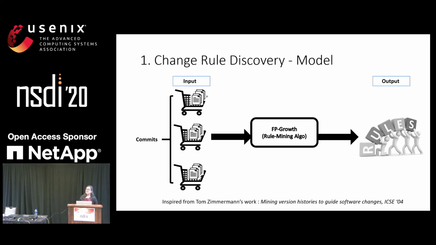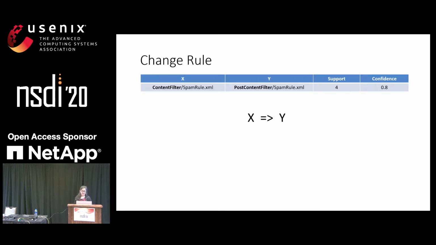So as I mentioned, the algorithm outputs a certain set of rules, which are essentially the correlations across files, and this is what a typical rule looks like. What this means here is, whenever a change is made in file X, which in this example is content filter spamrule.xml, we expect a change to be made in file Y, which is post-content filter spamrule.xml.